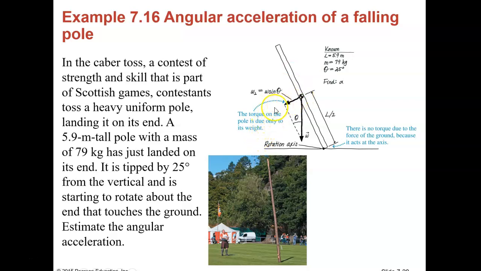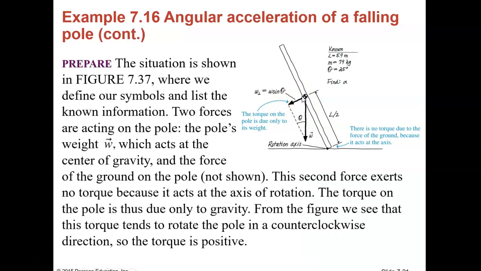So the torque acting on it is only due to its weight. So we know the angle here, which means we know this angle as well. Okay, so we know the length, we know the mass, and we know the angle. We're looking for angular acceleration. This is an important piece right here. There is no torque due to the force on the ground because it acts at the axis. So what's creating the torque is the force basically pulling on the center of this caber.